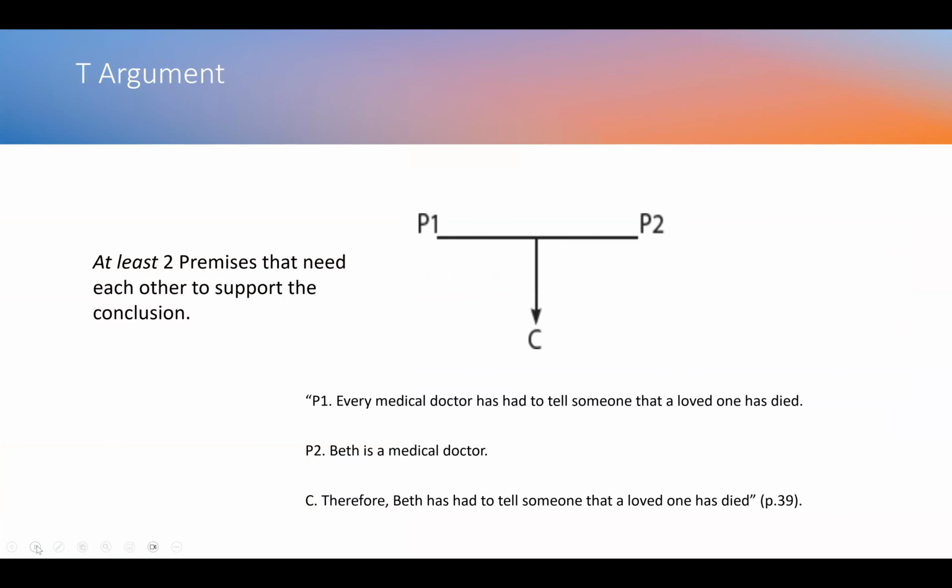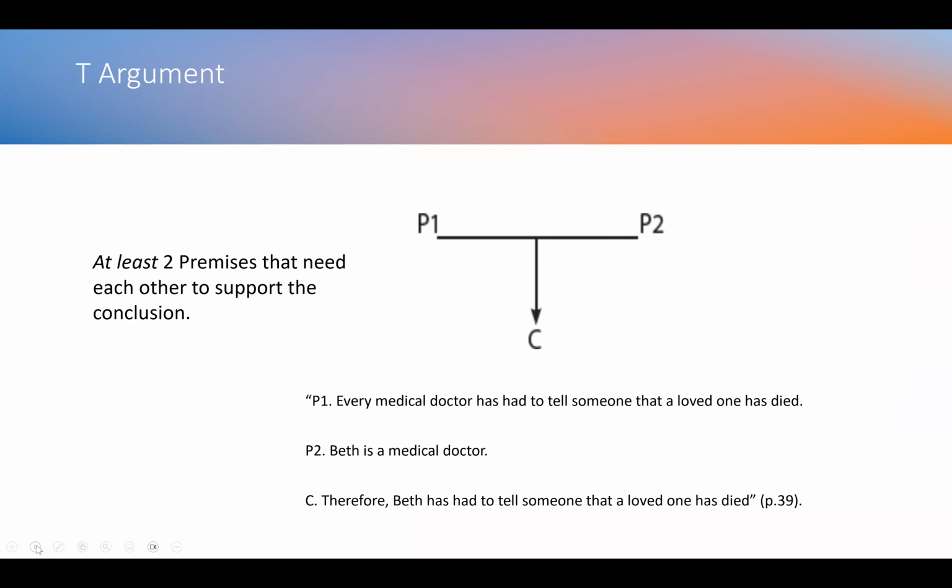The T argument. A T argument has at least two premises that need each other to support the conclusion. This is drawn in the shape of a T. P1 and P2 are on the same branch leading to the conclusion. They are dependent on each other.